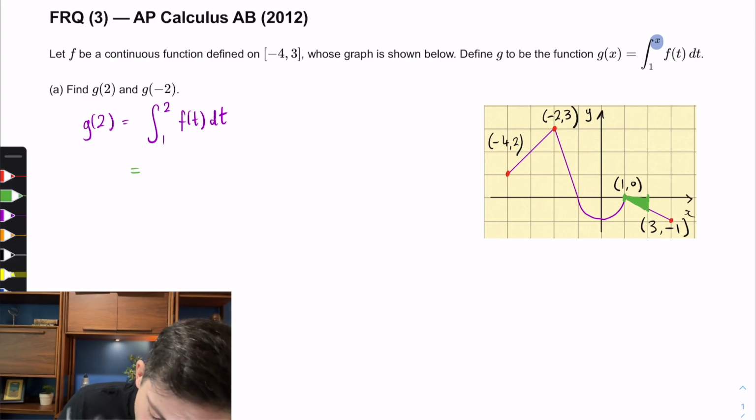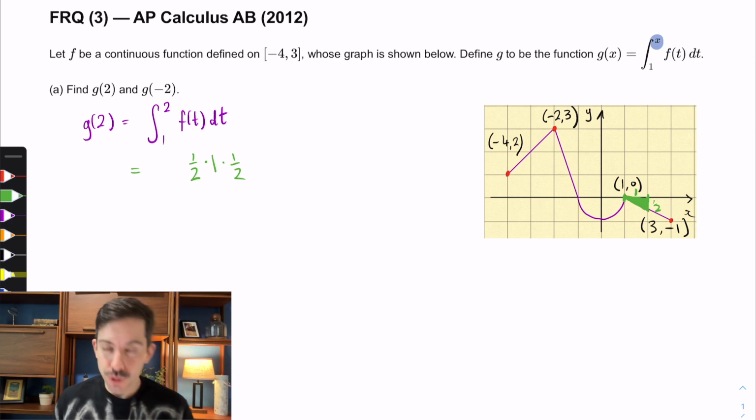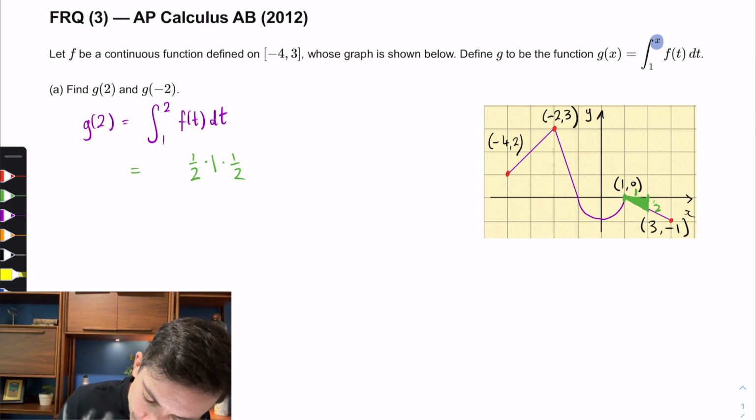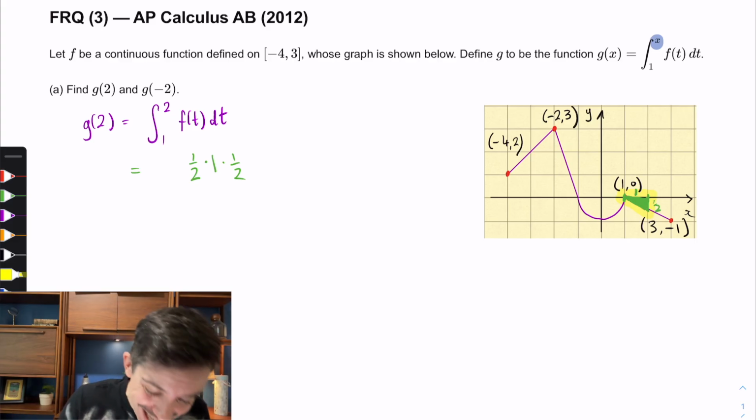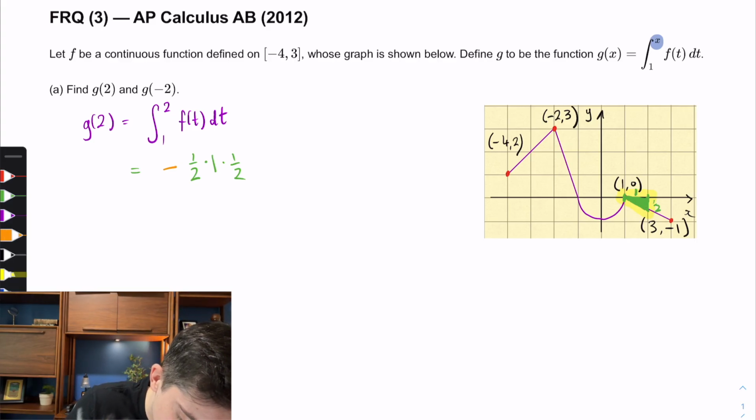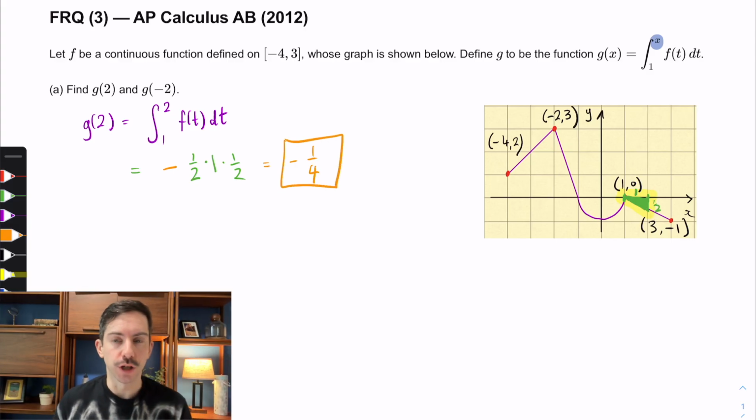So the formula for the area of that triangle is going to be half the base, which is length 1, times the height, which in this case, you can read off from the graph, is 1/2. I'm almost done, but I do need to remember that triangle is sitting below the x-axis, so when I calculate its area as a definite integral, I need to have a negative sign. It's a negative area because it's underneath the x-axis. So in this case, my answer is just negative 1/4.